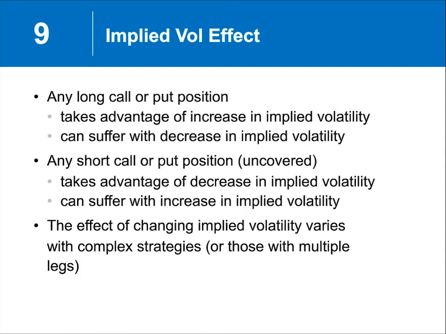Now, the last bullet on the slide, we tell you that the effect of changing implied volatility varies with complex strategies. So what we're telling you here is that if you do a spread, and I hope many of you are familiar with spreads, if you do a spread and you have a long and a short, you may have an offset in volatility because an increase will help your long side but will hurt your short side. So if you have a spread and volatility changes, you could have an offset there.